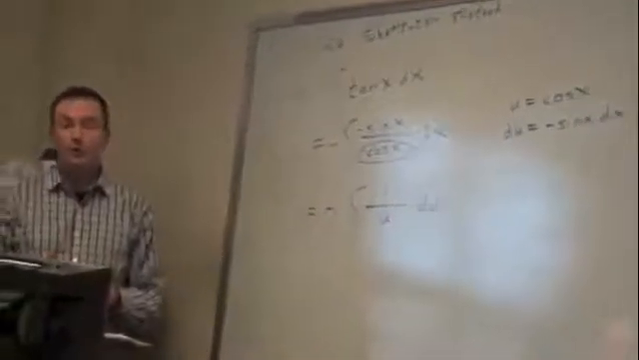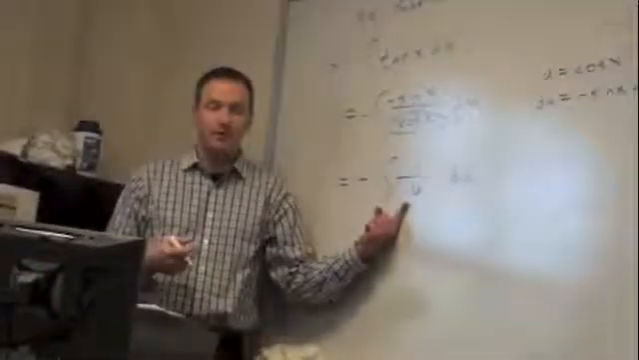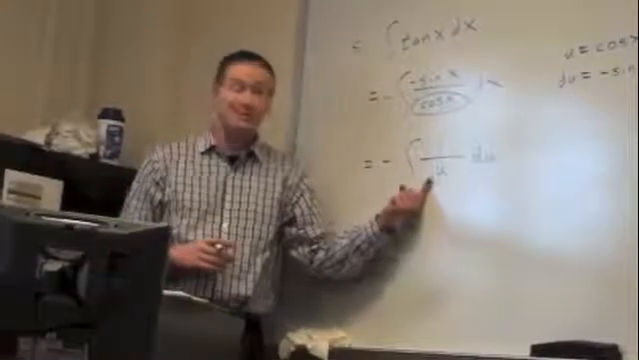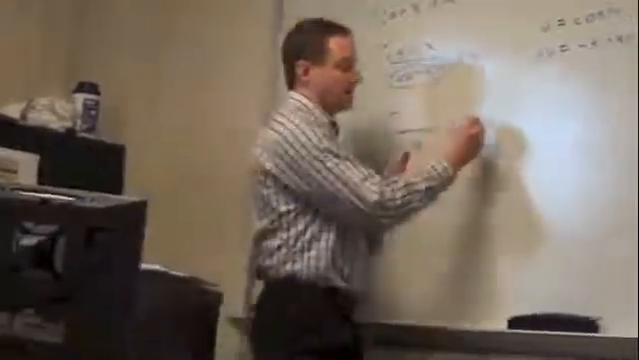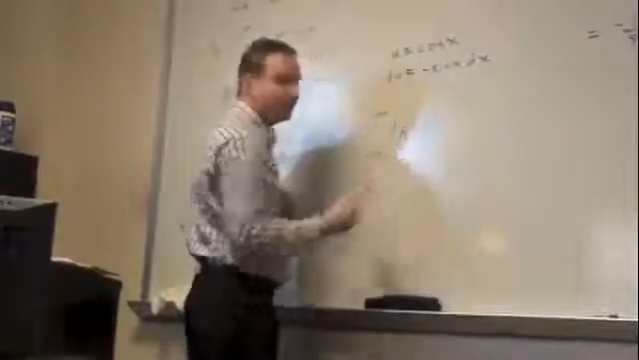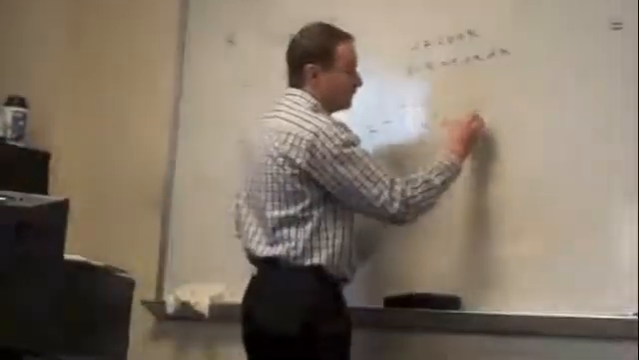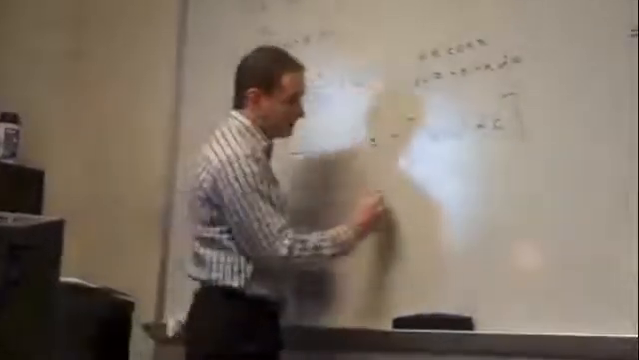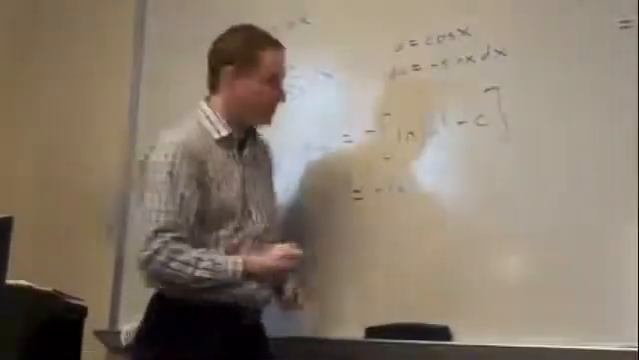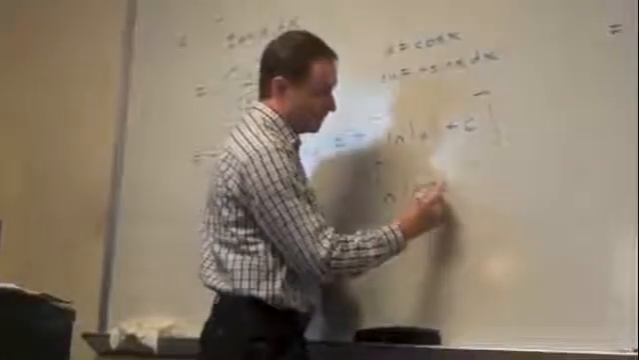We know what the integral of 1 over u is. Remember, this is the exception to the power rule. You can say u to the negative 1 power. You're not going to say it's u to the 0 divided by 0. This is natural log of u. So I'll say this is the negative of the natural log of the absolute value of u plus c. Okay. So now if I simplify this, I'll get the negative natural log. In the place of u, I'll have cosine of x plus c.